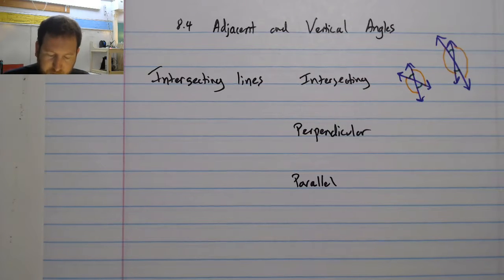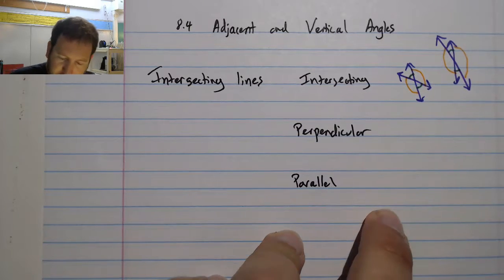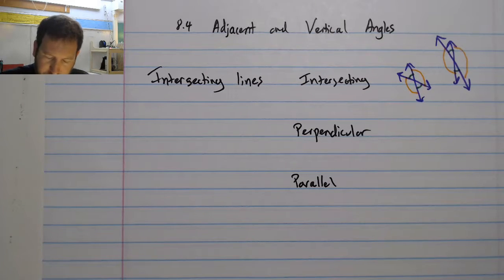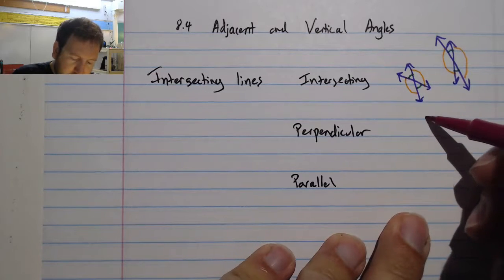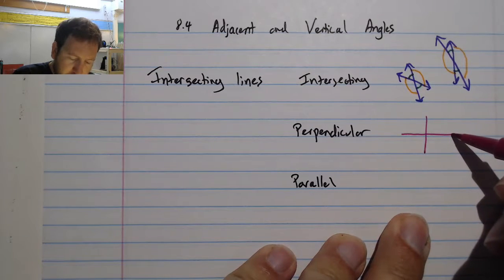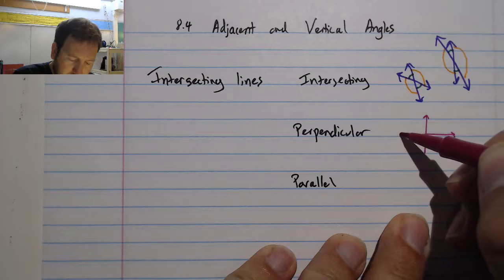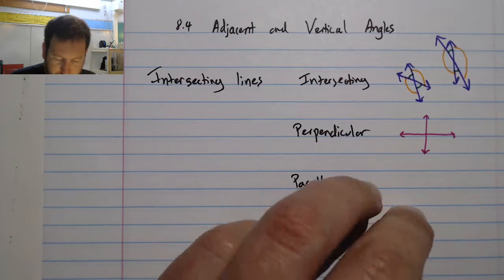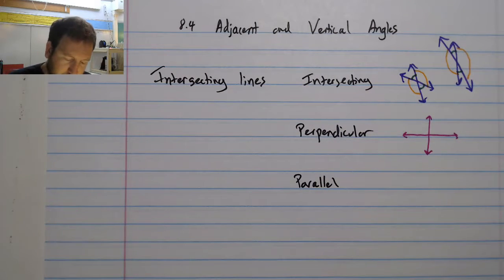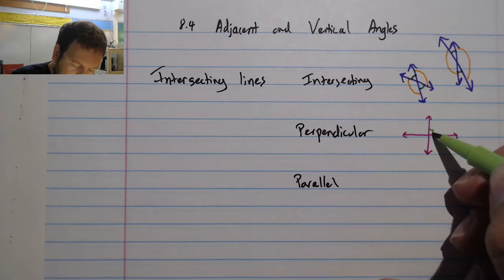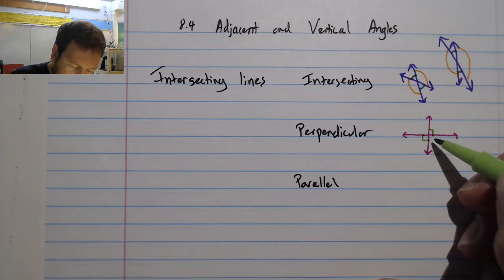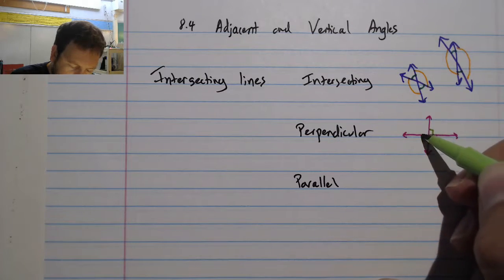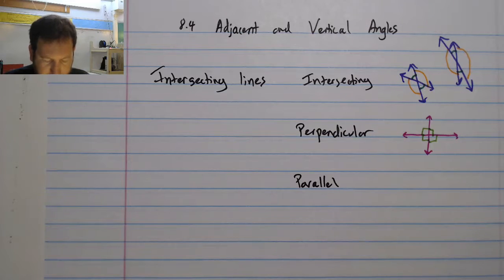Now, a perpendicular line intersects a little different. Perpendicular lines intersect, and when they do so, they make a right angle. And if one of these is a right angle, actually all of them are going to be little right angles, and they are perfectly square. So that's what we call perpendicular.